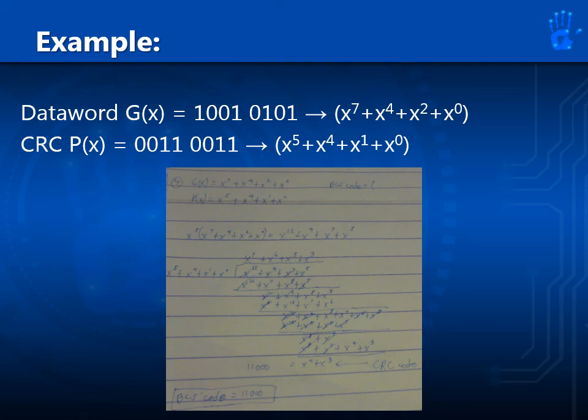After that, we'll perform the long division by hand. The dividend will be our data word, which is multiplied by the highest degree of the CRC, and of course, the divisor will be our CRC. So I'll leave this up to you.